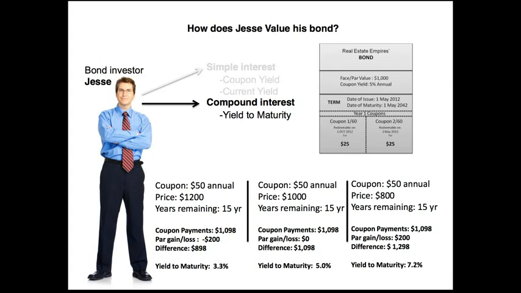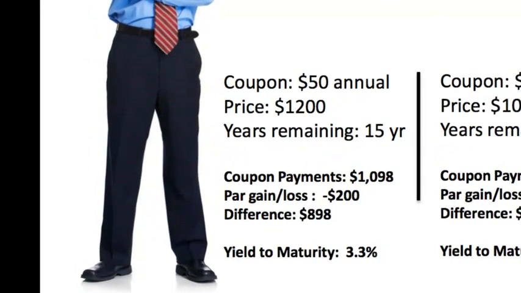So let's take the very first scenario here. We're going to assume Jesse's buying a 30-year bond, but he's going to buy it 15 years after the bond has been on the market. So there are 15 years remaining until the bond matures. Each one of these scenarios is exactly the same. The only thing that we change between each of the three is the price that Jesse's paying for each bond. The first one, he's going to be paying a premium for the bond, meaning he's paying more than the face or par value. So the first one, he's going to pay $1,200 for.